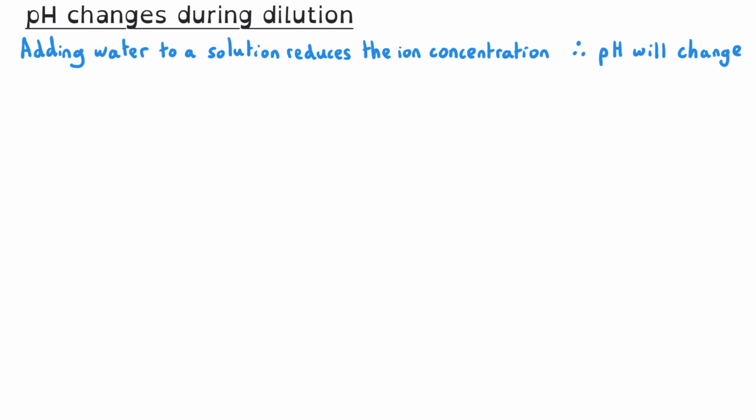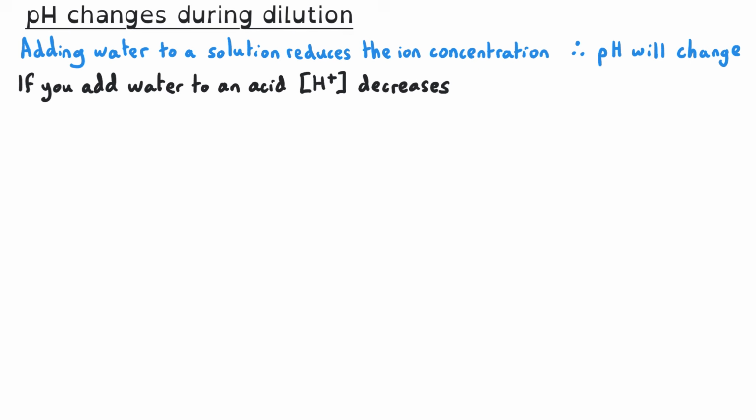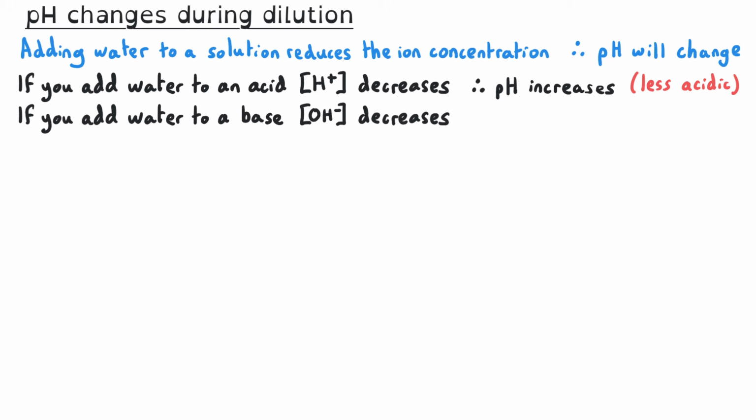Adding water to a solution will reduce the ion concentration, whether it's an acid or a base, and therefore the pH will change as a result of this. If you add water to an acid, the hydrogen ion concentration will decrease and the pH will increase. In other words, the solution will be less acidic. If you add water to a base, the hydroxide ion concentration will decrease, and therefore the pH will decrease, and the solution will be less basic.